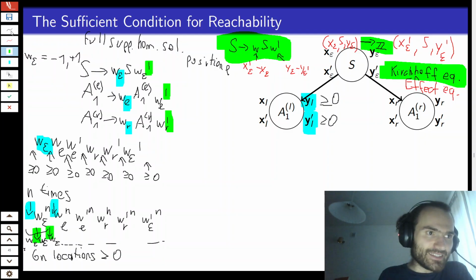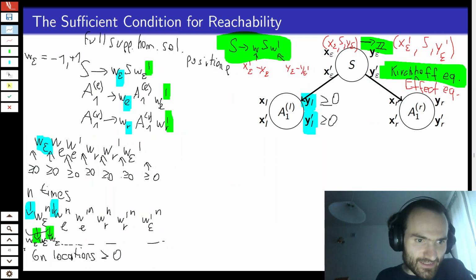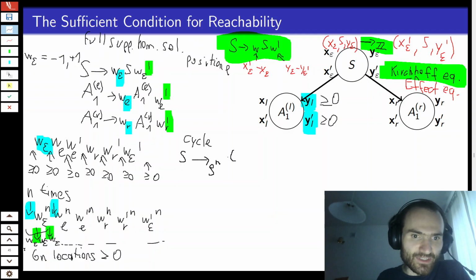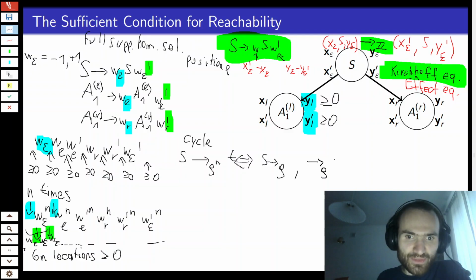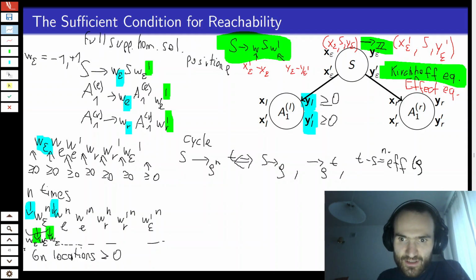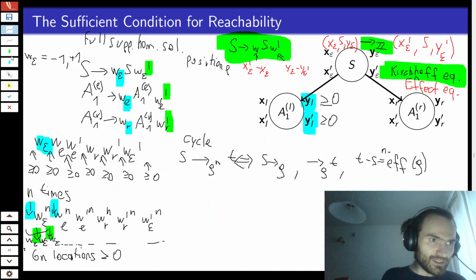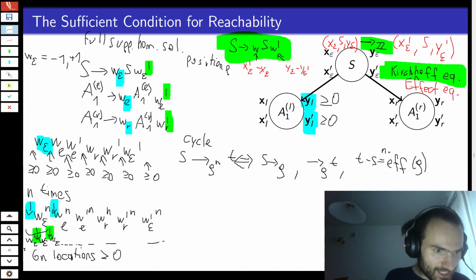If you think about why this is, well, in VASS there is a lemma that if you have some source S and this goes by using a cycle n times to T, this is the case if and only if S can fire the cycle once and T can be reached by using the cycle once, and T minus S is n times the effect of rho. This is essentially the kind of thing we are using here. But so here we know that at all of these locations, at all of these intermediate locations, we are greater than or equal to 0.